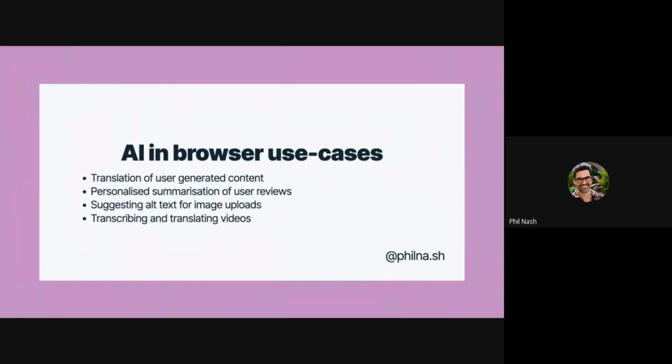And so there are reasons to do this as well, right? There are more powerful models we can run on the server, but doing stuff inside the browser allows us to use the user's processing power in order to run this kind of stuff. So it becomes a lot cheaper and easier to do a whole bunch of things, like translating user-generated content.